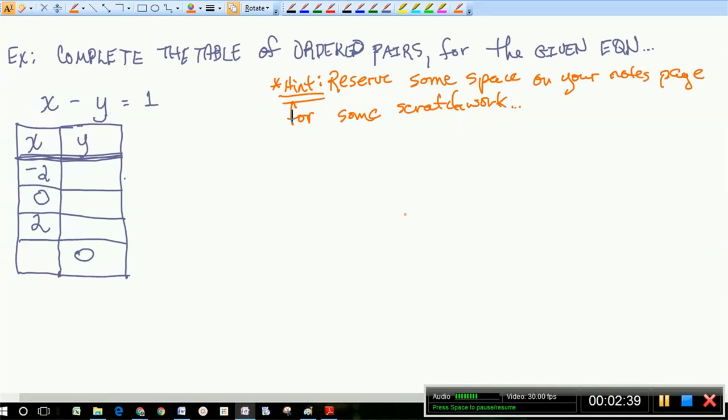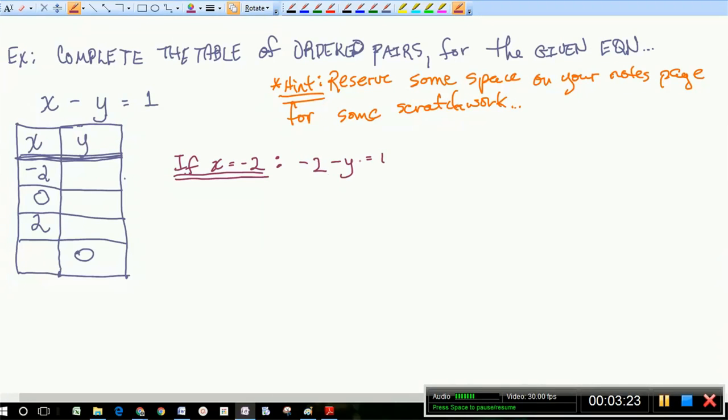Next we're going to complete the table of ordered pairs for this given equation. We're given x minus y is equal to 1, and we have 4 ordered pairs that we're going to complete. This is essentially the same type of exercise as the last example. The coordinates are given to us in a table for us to complete. For example, negative 2 is first for x. So we're given x is negative 2, so we'll plug that in and solve for the y. Let's get started.